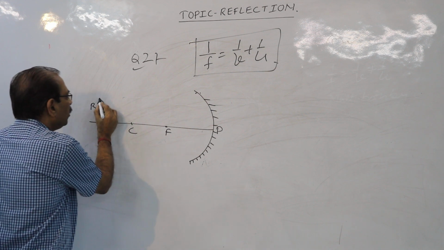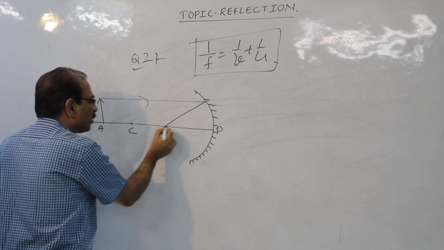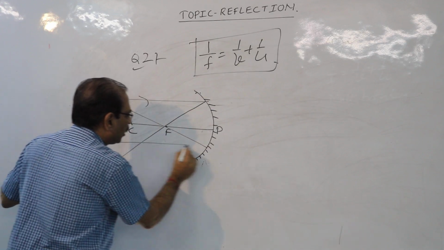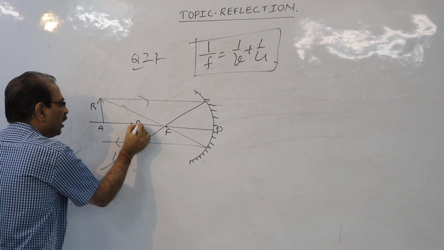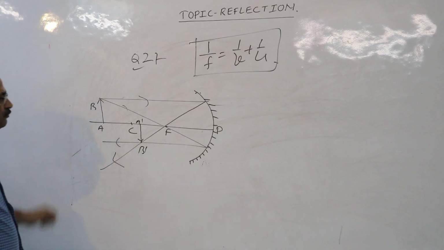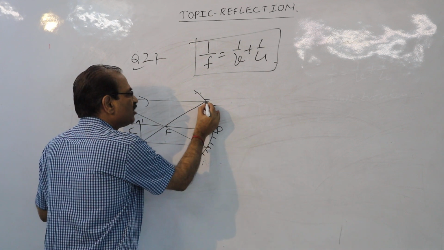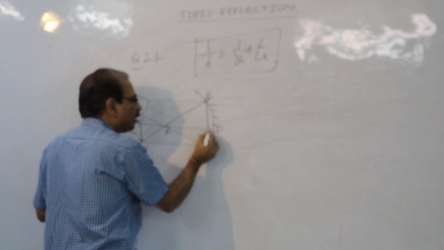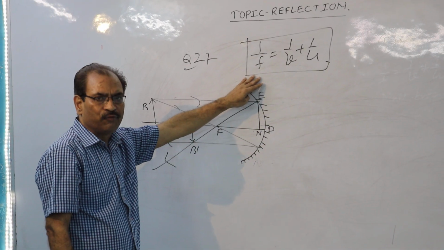Let us take an incident ray going parallel to the principal axis, it will go through the principal focus. Another one through the principal focus will become parallel. They will cut each other at this point. The image is formed at A dash B dash. Alright? So with the help of one more thing, from this point E, just draw a perpendicular, let it be N. Alright? So with the help of this diagram, you are supposed to prove the mirror formula.